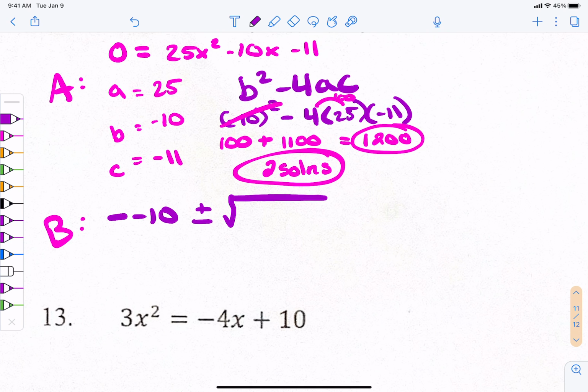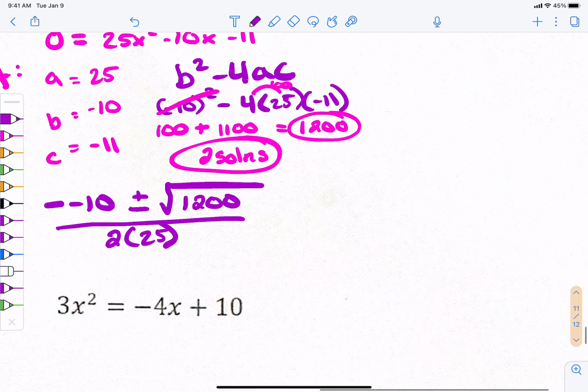But we know that that number is 1200, all over 2A, which is 50. And then this is positive 10, plus and minus.